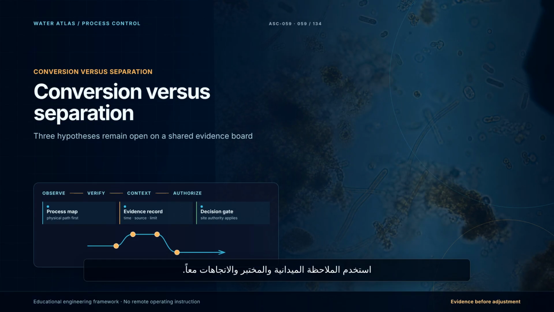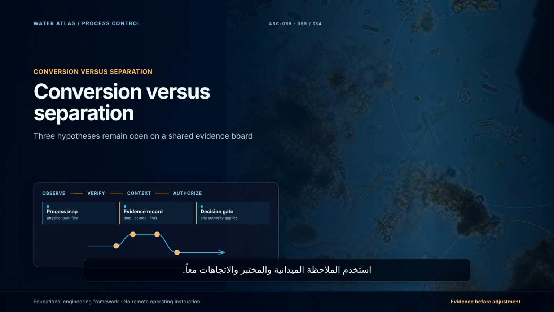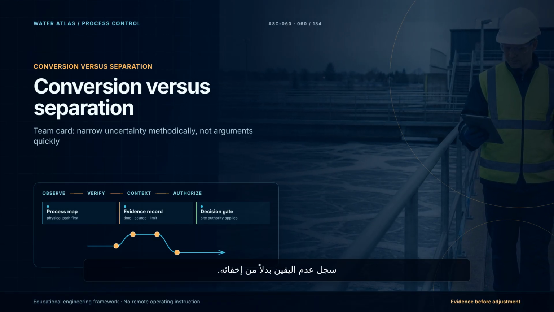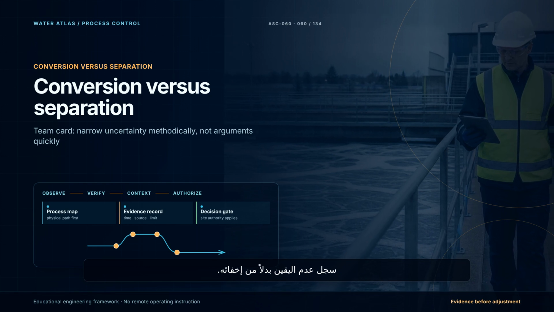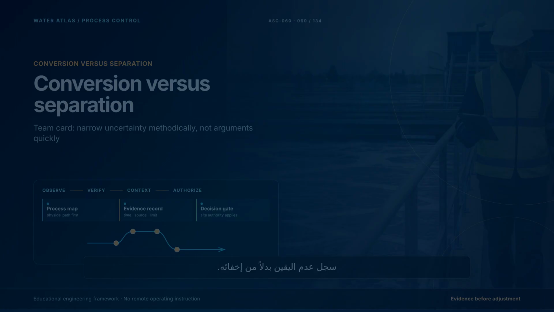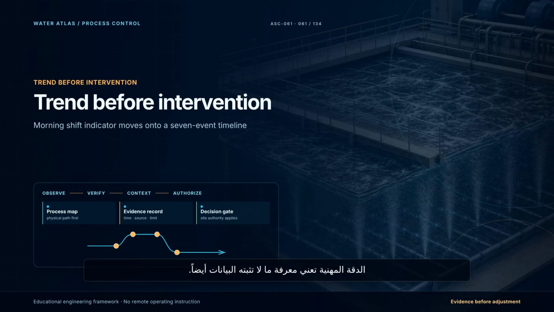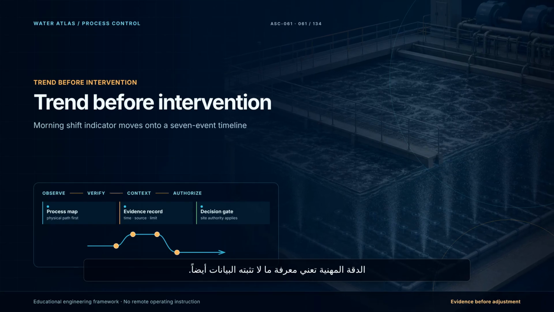When treatment performance is questioned, use a first diagnostic branch. Is the main issue more consistent with conversion, separation, or an incomplete evidence record? Conversion refers to the biological and chemical transformation occurring through the treatment process. Separation refers to retaining and removing solids in the clarifier and related solids handling paths. This branch is not a final answer. It organizes the next evidence.